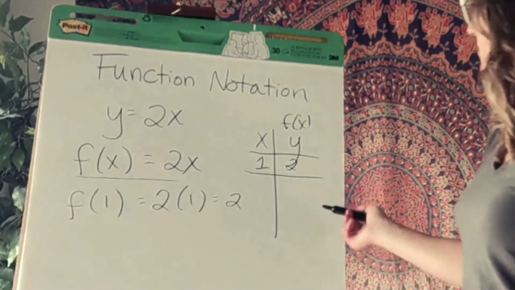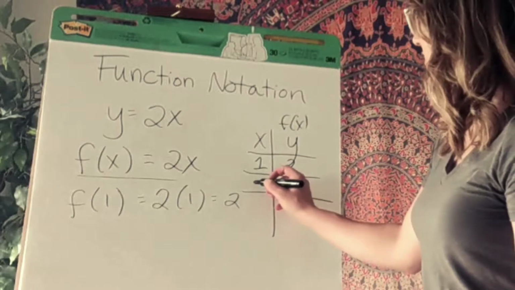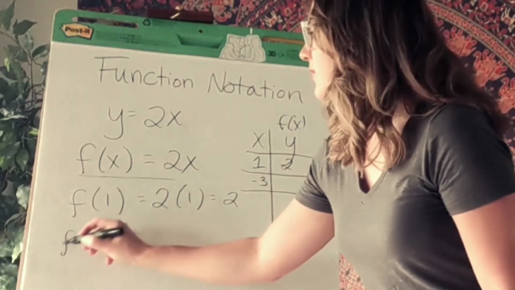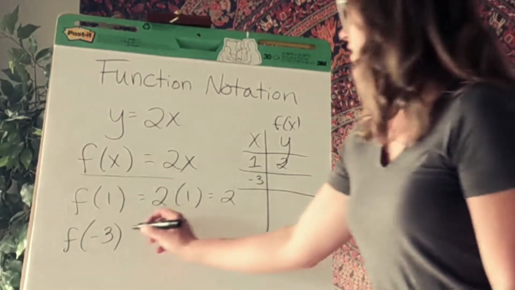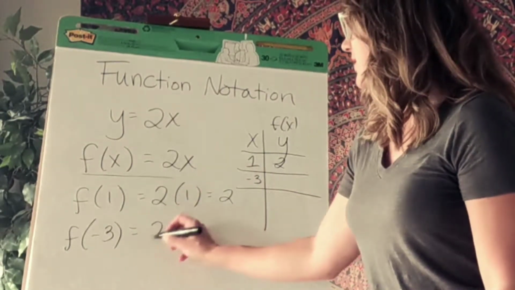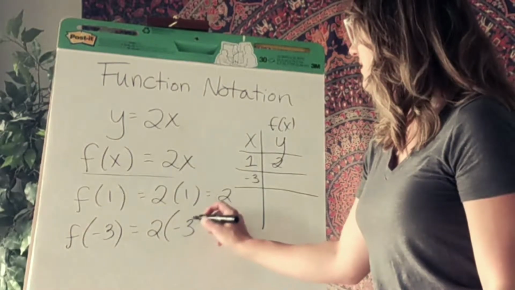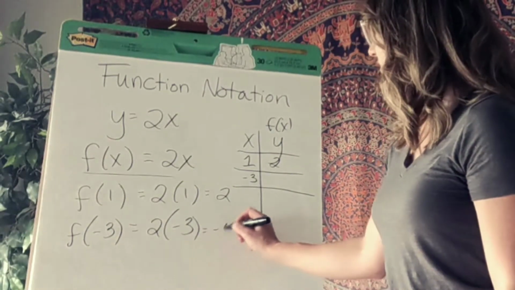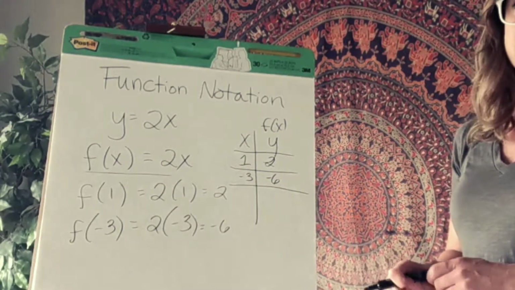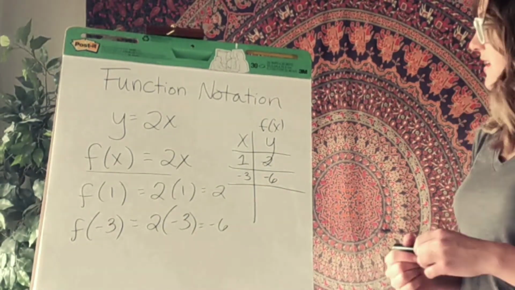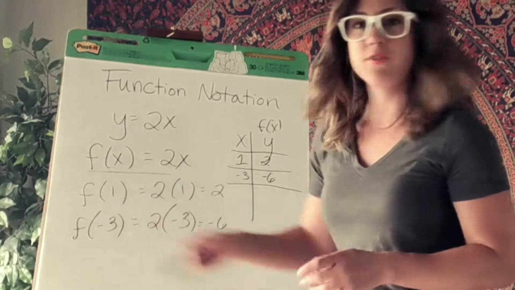Okay, I could do the same thing with a negative number. For example, let's say negative 3. If I want to find the function at an x value of negative 3, all I need to do is replace x with negative 3. So I'm going to take 2 times negative 3, which gives me negative 6. So the y value, where x is negative 3, is negative 6. Okay, I think we get the idea. Mainly, this has to do with notation.